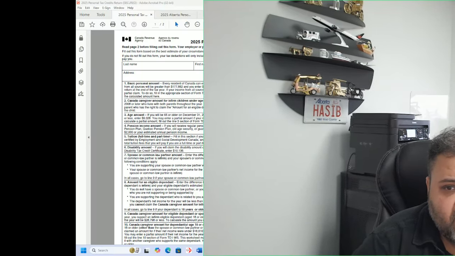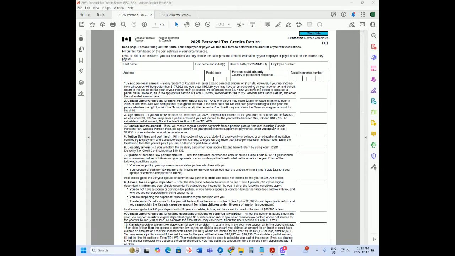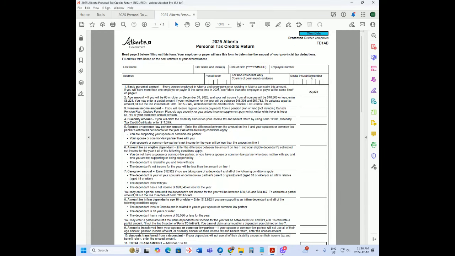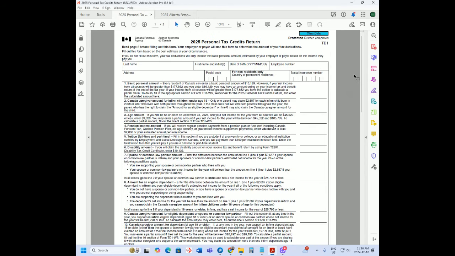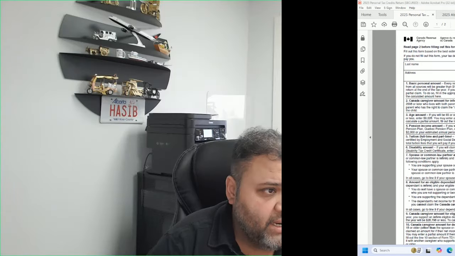Today, we will be discussing how to fill out the TD1 and the TD1AB form. It's a form that tells your employer how much taxes to deduct. A TD1AB would be Alberta specific, so if you're in the province of Alberta, you will be filling out TD1AB in addition to the TD1 form. But we'll be mainly discussing the TD1 form today, which is the federal version of the form.